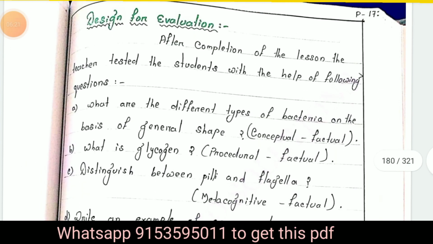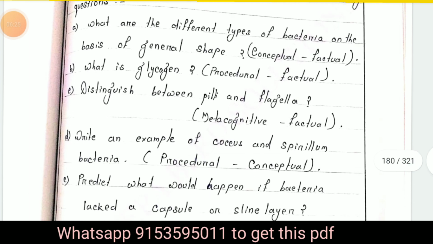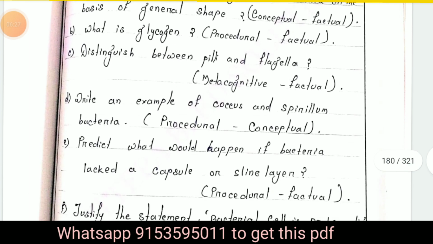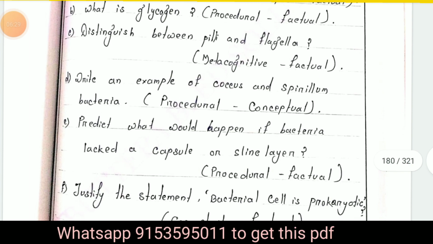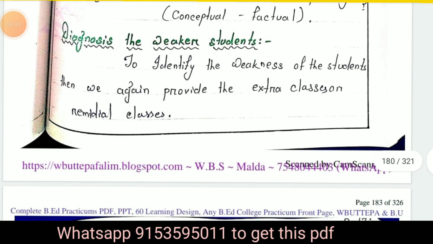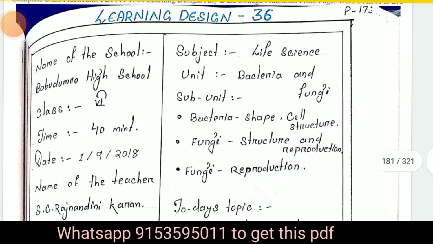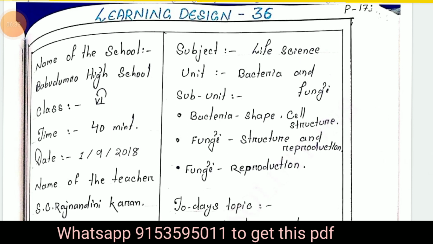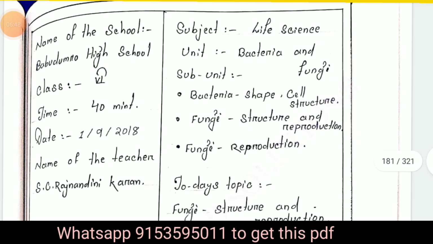Design for evaluation. Here are some questions. Last point: diagnose the weaker students. Learning design number 36. Unit bacteria and fungi, subunit fungi reproduction. Today's topic: fungi structure and reproduction.